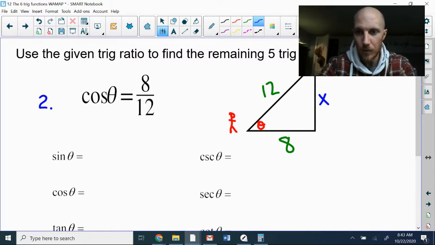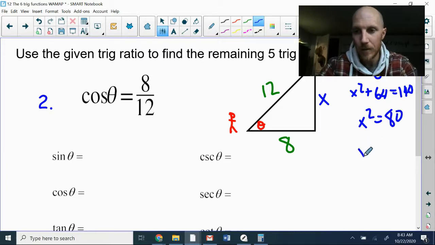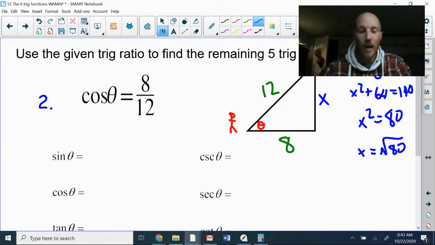So Pythagorean theorem says I have to do x squared plus 8 squared equals 12 squared, and that will be x squared plus 64 equals 144. Subtract the 64, x squared equals 80. Square root both sides, x equals the square root of 80. So there's my opposite side. It's going to be radical 80.